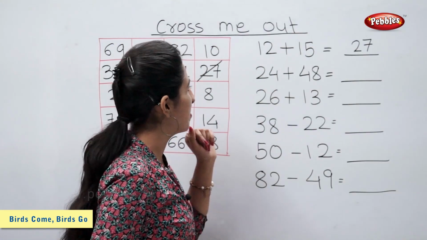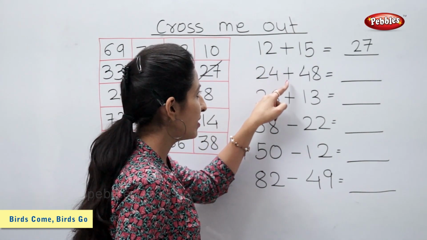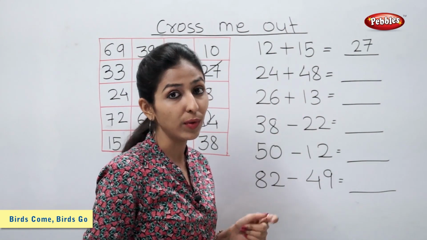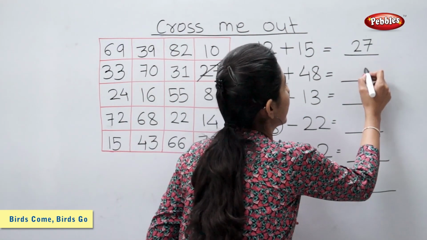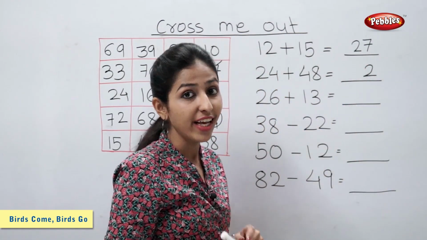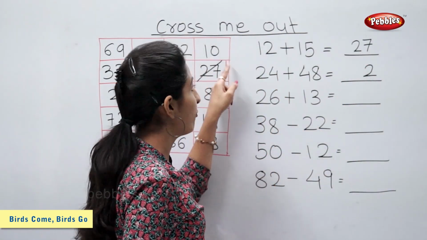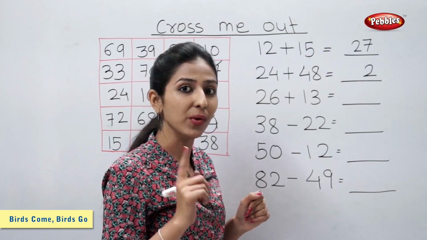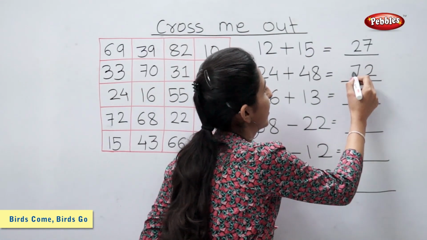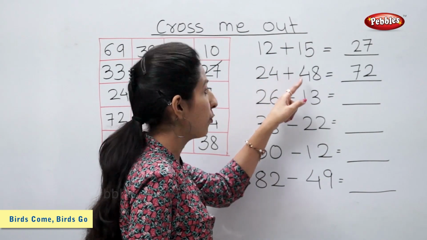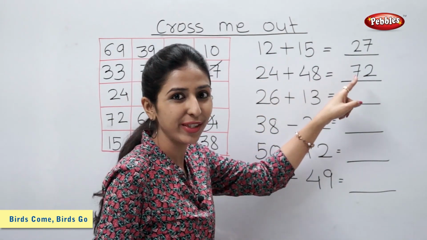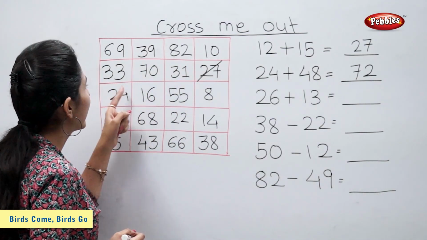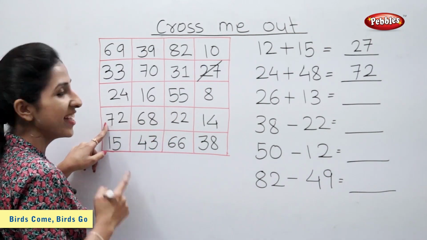Let's solve next sum. 24 plus 48. So 4 plus 8 is equal to 12. 2 here, 1 carry forward. Now carry forward 1 plus 2 plus 4 is equal to 7. So 24 plus 48 is equal to 72. Let's find 72 and cross it.